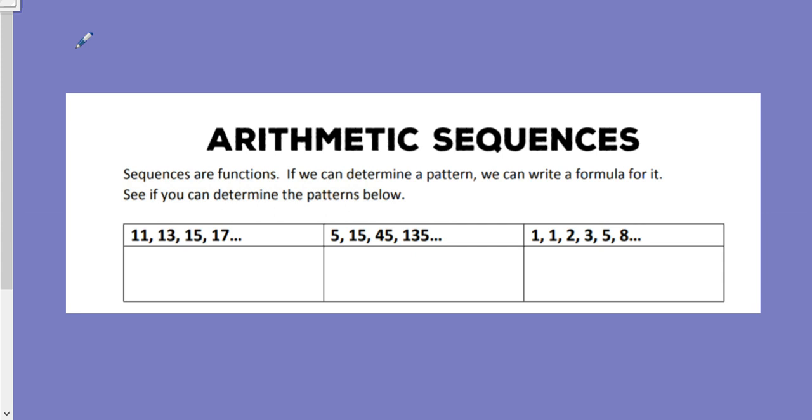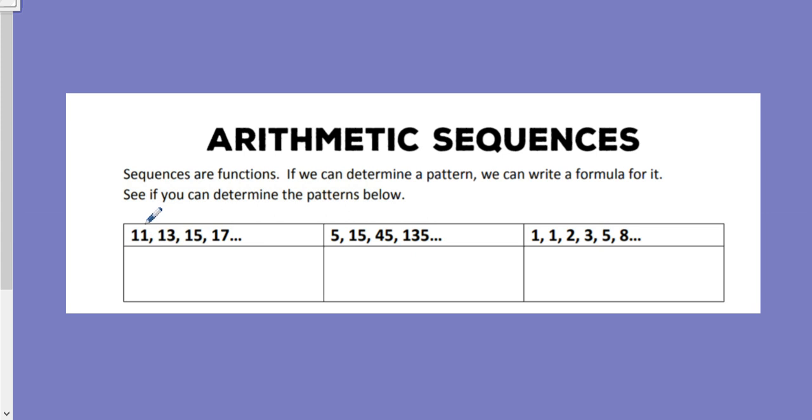This is Mrs. Fraser. In this video, we are going to be learning about arithmetic sequences. So sequences are just functions, and arithmetic sequences are linear functions. So we should already be very familiar with these. If we can determine a pattern, we can write a formula for it. See if you can determine the patterns below.